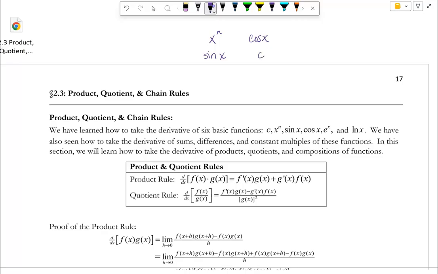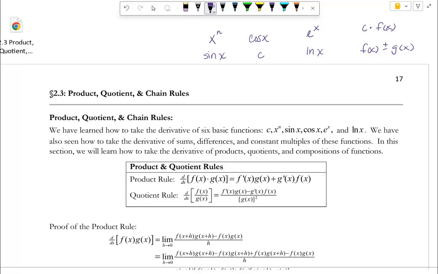We've learned our rules for when we have a constant. We have learned our rules for when we have e to the power of x, so not just an exponential with any base, but specifically e. Same with a logarithm with base e. And finally, we learned what to do if I have a constant times my function, so a constant multiplier, and what to do if I have the sum or difference of two functions. So these are all types of functions where we can take the derivative already.